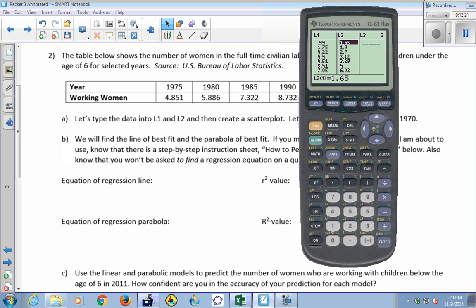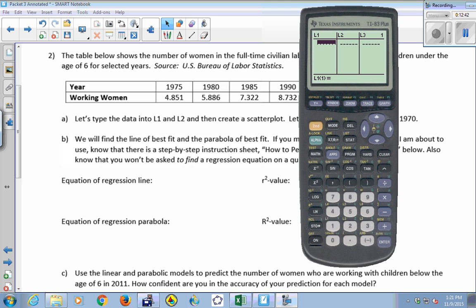The way you get rid of it is you highlight the name of the list. Put the cursor on the name of the list. Press clear. Don't press delete. Press clear. It looks like nothing happens, but when you move the cursor back down into the list, it all goes away. So do that for any lists that have data in them already.